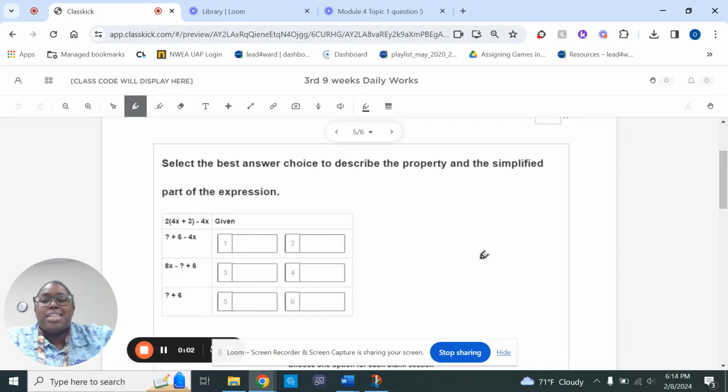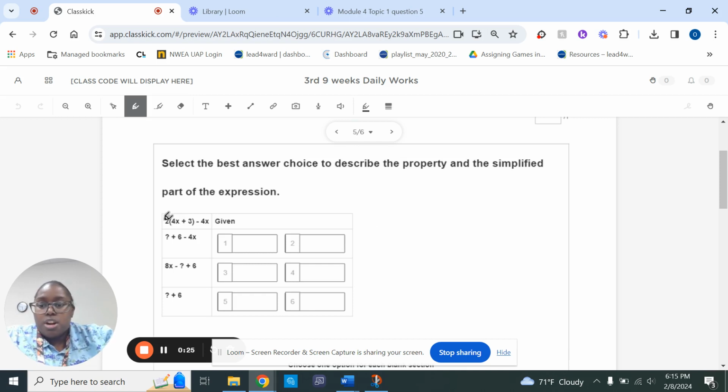All right, last but not least is number 6 of the module 4, topic 1, review. So it says select the best answer choice to describe the property, and I think this is supposed to be then simplify and the simplified part of the expression. So we're going to figure out what the simplified part of the expression is.